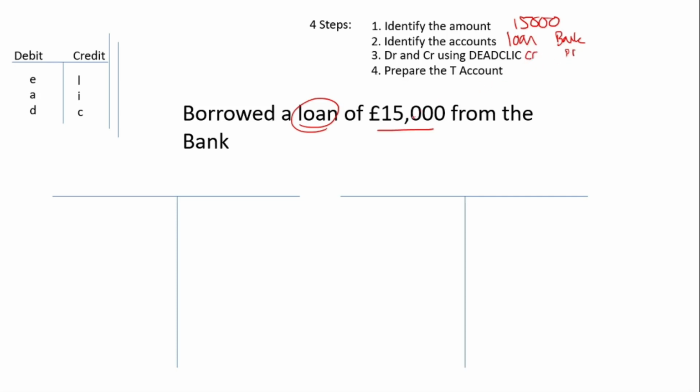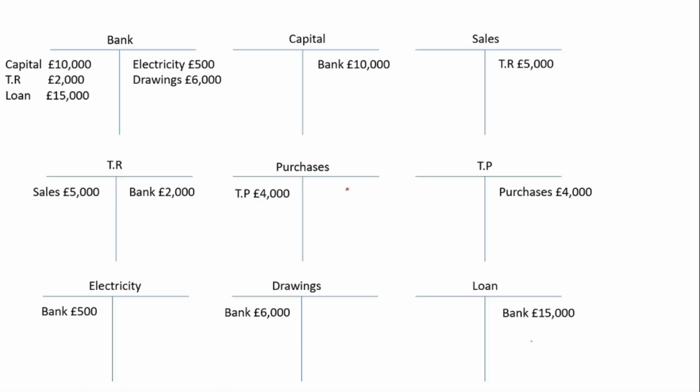And now we can prepare the T account, so we're going to have an account for loan and an account for bank. So we're going to credit loan £15,000 and we're going to debit bank £15,000, and we're going to write description loan here and bank there. And once we've done all that, it should all look like this, where you'll be recording different transactions in different accounts.